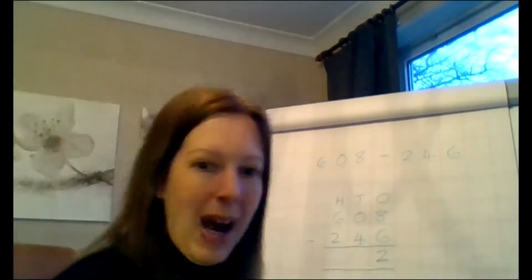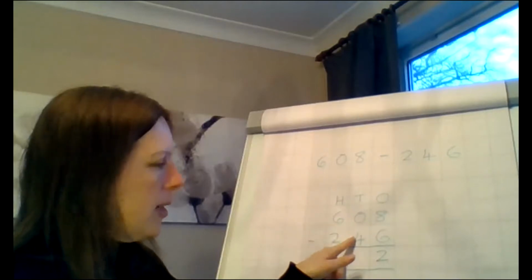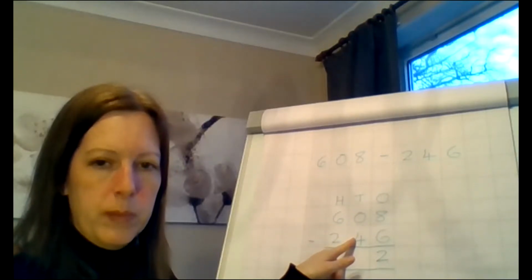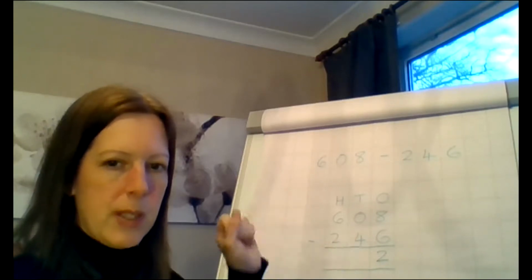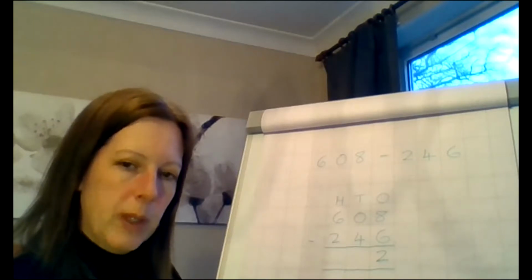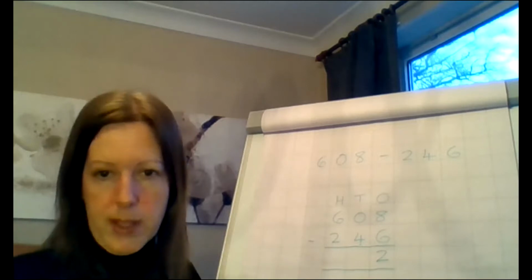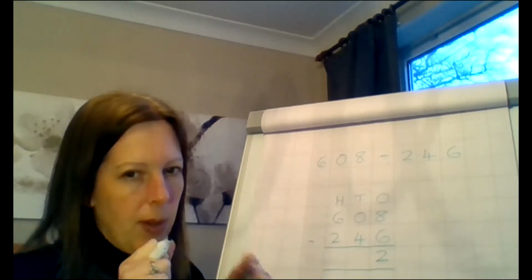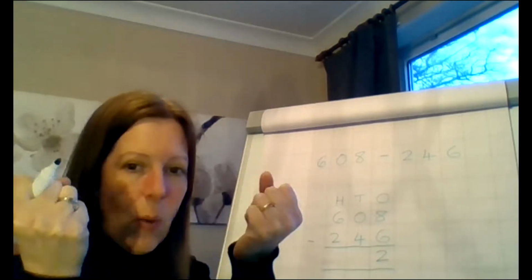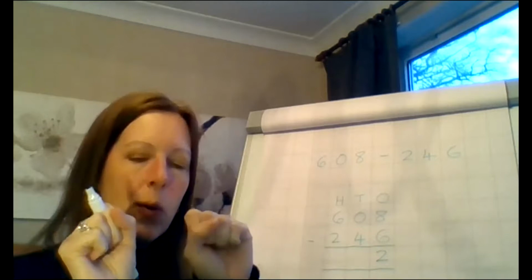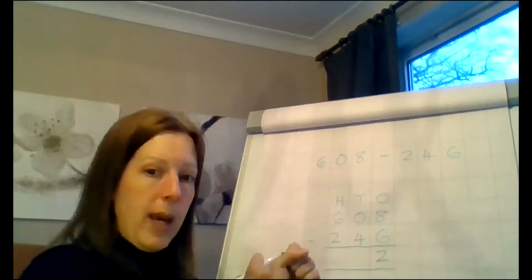Then in my tens column, I haven't got any tens. Got 0, take away 4. Now, what are you thinking, year 3? 0, take away 4. Hopefully, you're not thinking, that's 4, Mrs. Davis. Hopefully, you're not thinking that, because remember, if we've got nothing, I can't take anything away. There's nothing there for me to take anything away from. So this is the moment where I've got to go next door again.